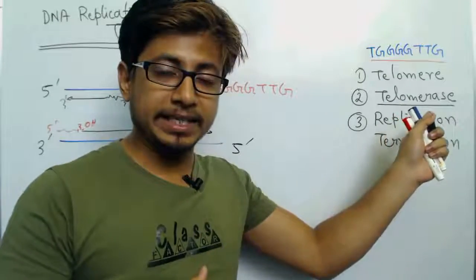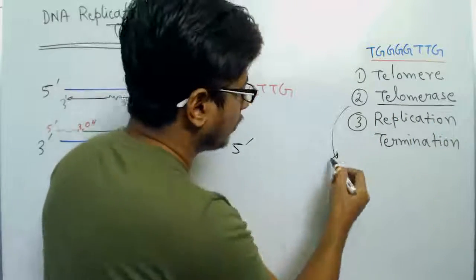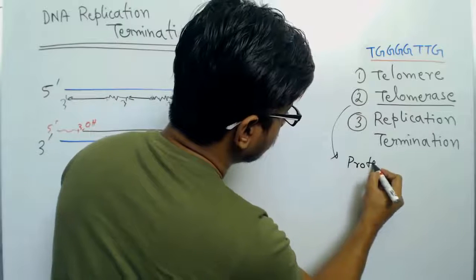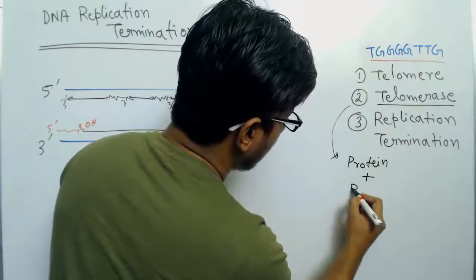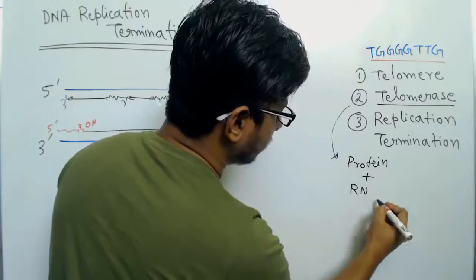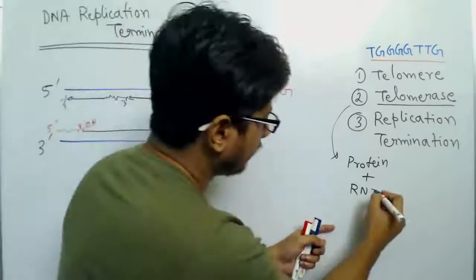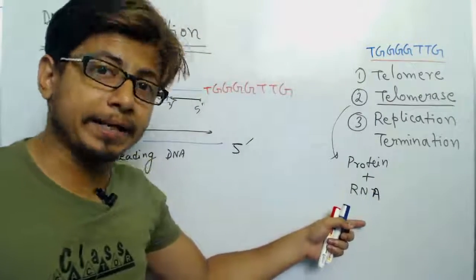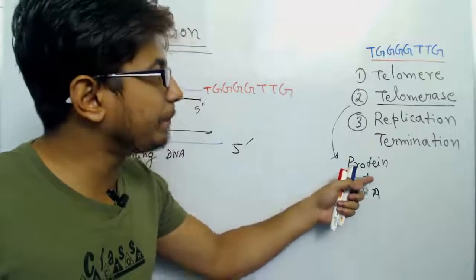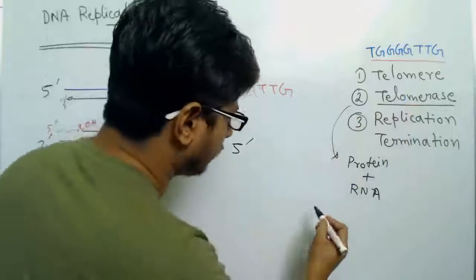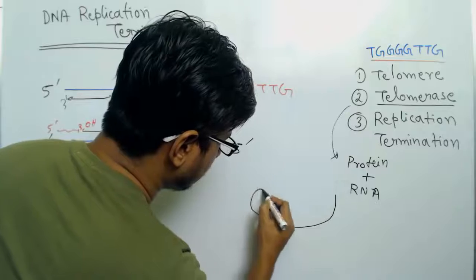Telomerase is an enzyme. It carries two separate units. One is the protein unit. Another one is the RNA element, or RNA template. The RNA template that is present in telomerase, so you can somewhat draw something like this.